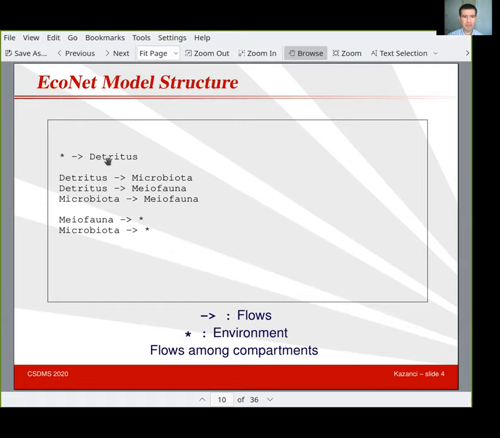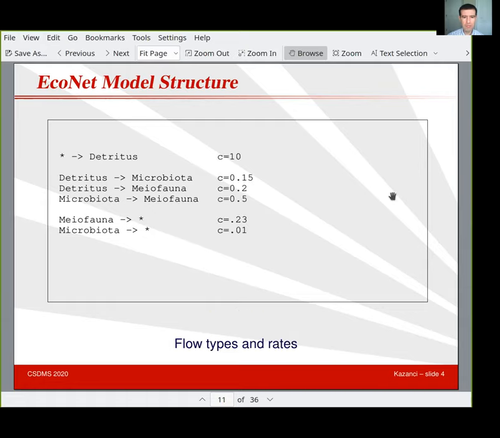So this would mean that the detritus compartment has an environmental input. And then these are the flows between compartments. And these two compartments would have an output to the environment. And then, of course, how fast do these occur? That speed is probably going to change over time. So both of those are represented using this single term. C is related to not just the speed, but also the type of flow, which I'm going to go over momentarily.